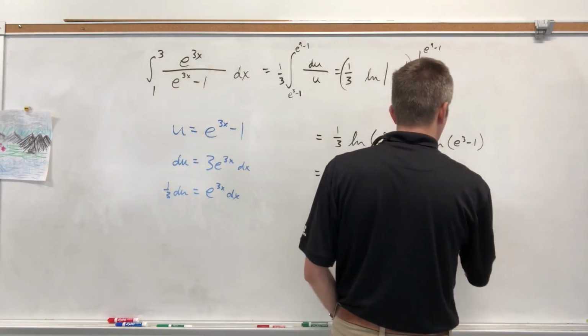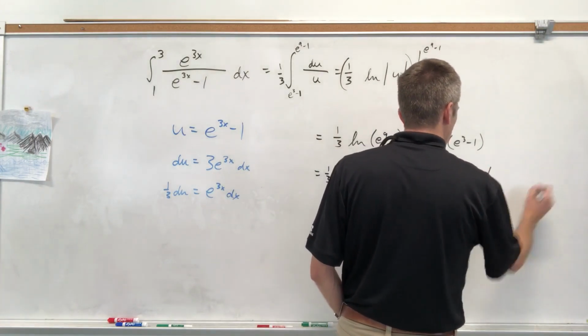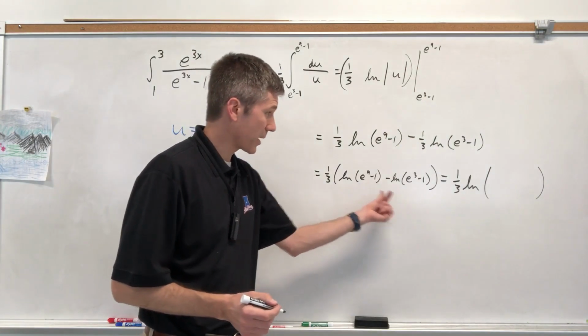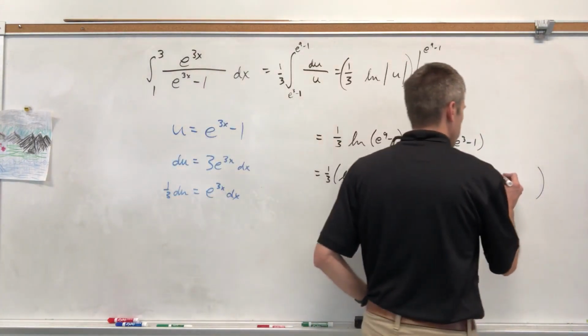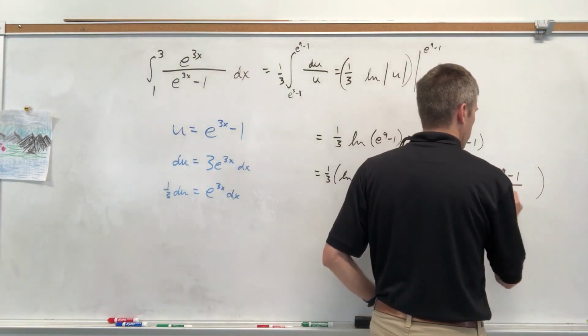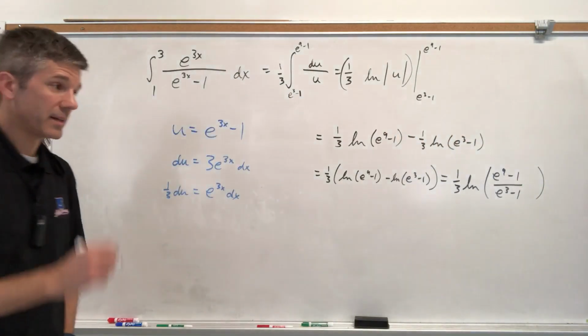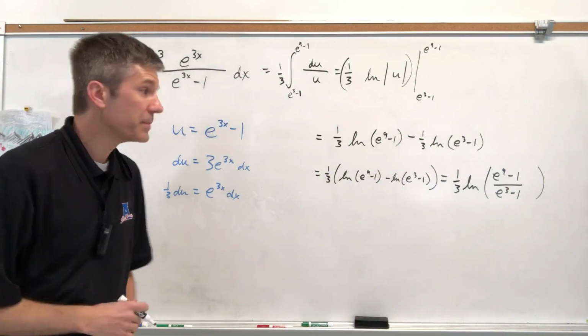So let me stand in the way so you can't see what I'm writing. Natural log of, okay, here's what's about to happen. We are going to have e to the 9th minus 1 over e to the 3rd minus 1. So e to the 9 minus 1 over e to the 3rd minus 1. And that's another way of doing it. All right, still valid.